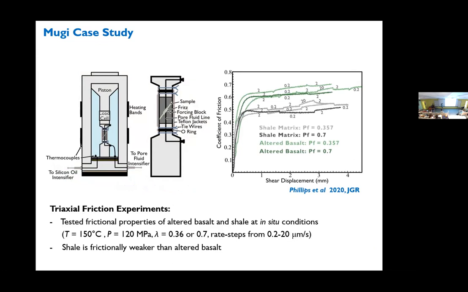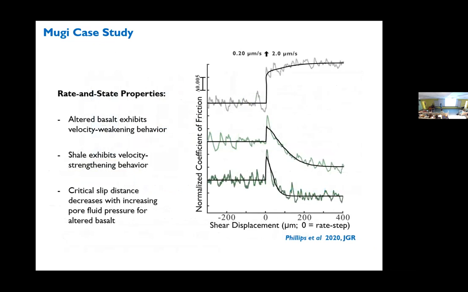And what you can see is that the shale matrix was consistently weaker than the altered basalt. And if you look at individual rate steps, the altered basalt showed velocity weakening behavior, consistent with those microstructural observations we saw, and the shale showed velocity strengthening behavior. What's kind of exciting about this is that at these conditions, the shale is velocity strengthening, and fresh basalt is also velocity strengthening. It's just this altered basalt here that shows this velocity weakening behavior.